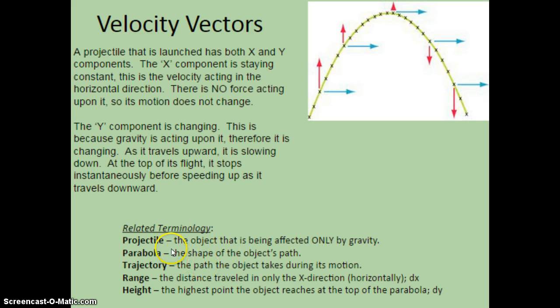In some related terminology, a projectile is an object that is being affected only by gravity. The parabola is the shape of this. Any shape of an object that is being launched is a parabola. The trajectory is simply the path that the object takes during its motion. The range is what we would call the distance in the x direction. And the height the projectile went, we're going to call d of y.